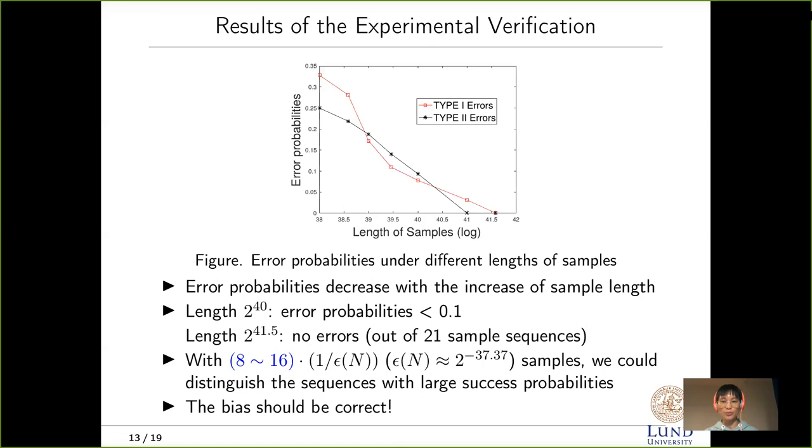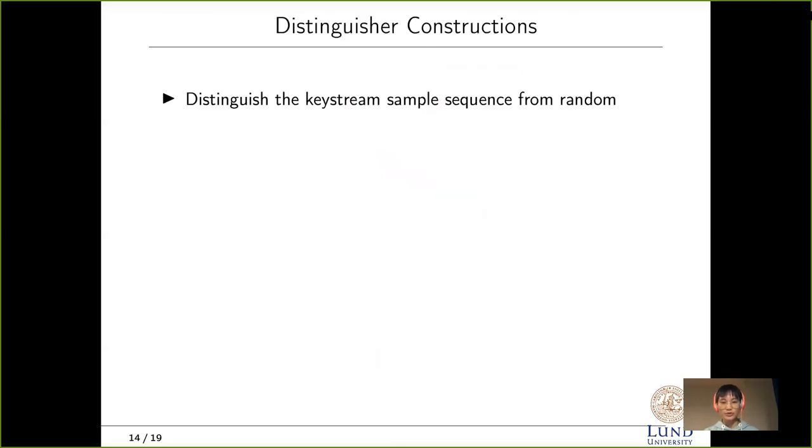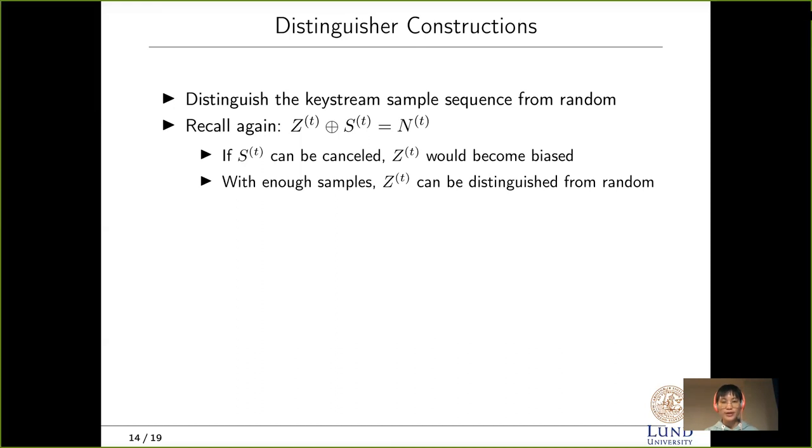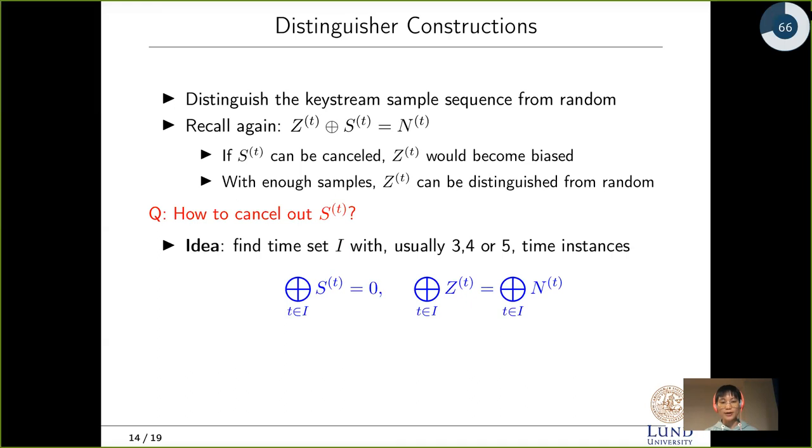So next, we would use this linear approximation and this bias to give a distinguishing attack and a correlation attack. A distinguisher can distinguish a keystream sample sequence from random. We recall again that the XOR sum of Zt and St equals Nt. If St can be cancelled, Zt would become biased, and with enough samples, Zt can be distinguished from random. Then the main question becomes how to cancel out St. The idea is to find a time set I with usually 3, 4, or 5 time instances, such that the XOR sum of the alpha contribution at these time instances is 0, and correspondingly, the XOR sum of the keystream samples at these time instances equals the XOR sum of the noises, which would be biased.